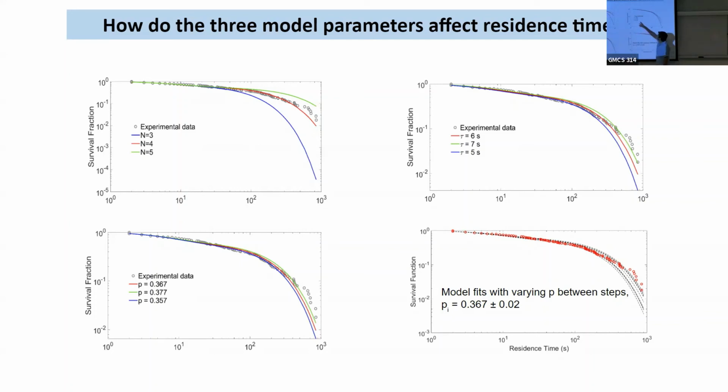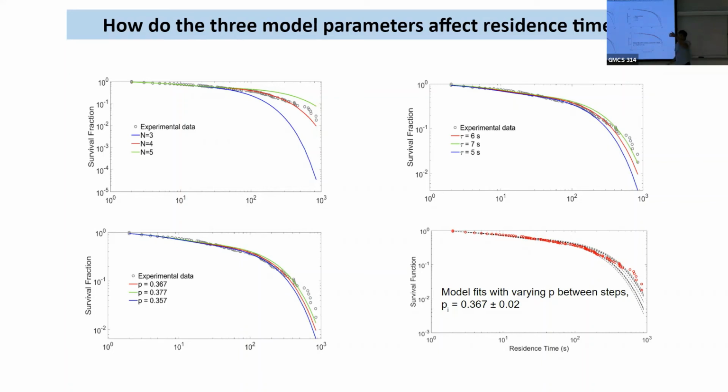Again, with the waiting times, the fit changes not too badly, but n tau equal to 6 works best. With the choice of your p, the probability of jumping back or forward, again, it changes, but not too much. That 0.367 that we took was somewhere in between the range.